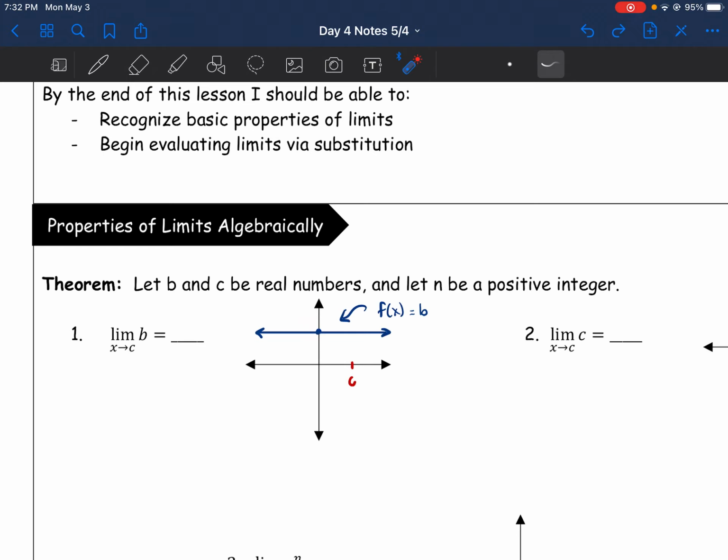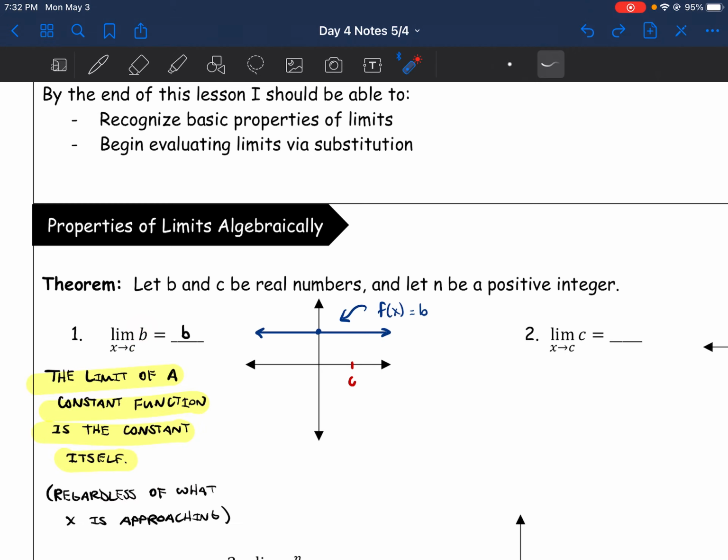So if we're trying to evaluate a limit as x approaches some number c for a constant function, well, it's not going to really matter where c is. As we approach c from the left and the right, because it's a constant function and we have a horizontal line, the limit is just going to be whatever the constant is. So the limit of b as x approaches c is always going to be b, or in other words, the limit of a constant function is the constant itself, regardless of what x is approaching. Okay, again, it's because these constant functions are just horizontal lines, so it's not going to matter what x is approaching, the limit's just going to be b.